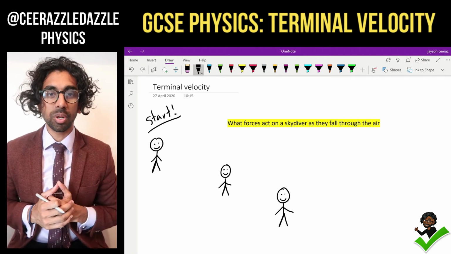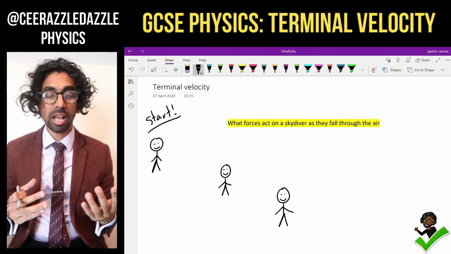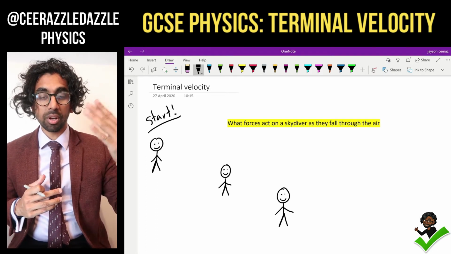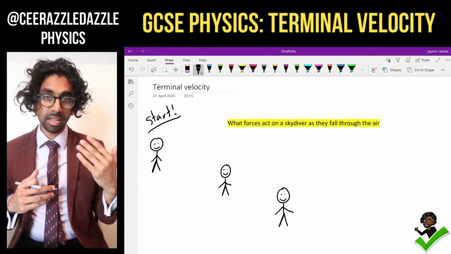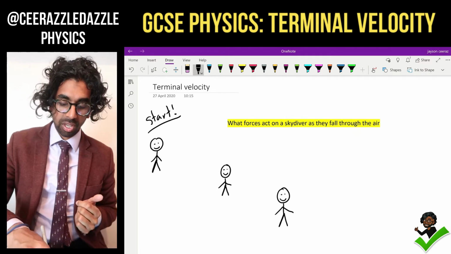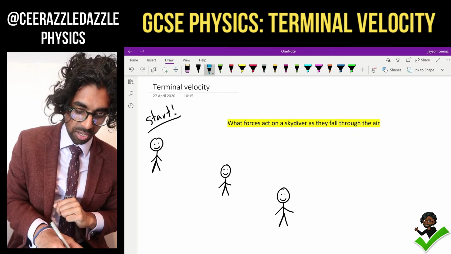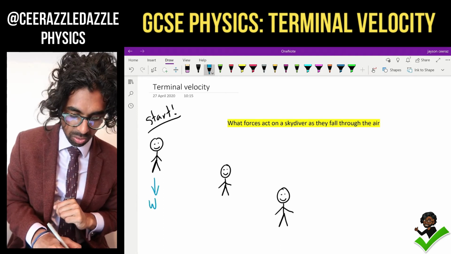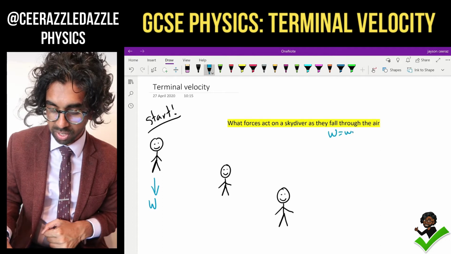In today's session, we're going to be talking about terminal velocity. So, we need to discuss what happens to the forces when a skydiver falls through the air. So let's say you're a skydiver, you're falling through the air. Let's label the forces acting upon you. So initially at the start, this is you, yeah? Initially at the start, the only thing acting on you is your weight pulling you down. So W stands for weight. So W equals the weight.